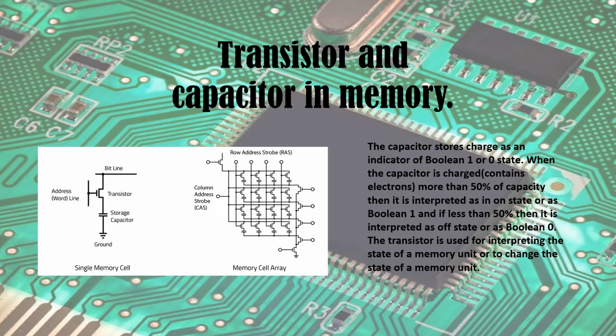What is the function of transistors and capacitors in memory? A capacitor acts as a memory unit of storage that contains charge. It represents a Boolean value. When charged more than 50%, it is considered on or in Boolean 1 state, and when charged less than 50%, it is considered off or in Boolean 0 state. The function of a transistor is to interpret the state of the capacitor and also to change its state.